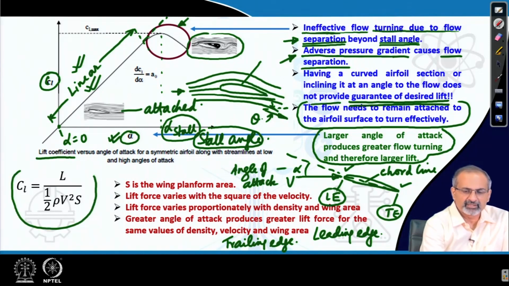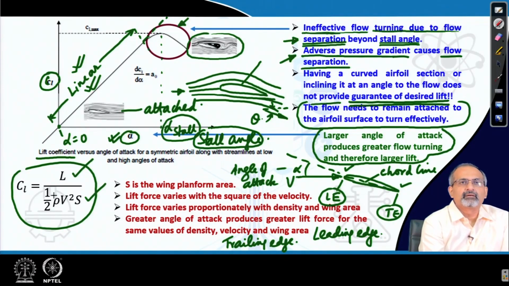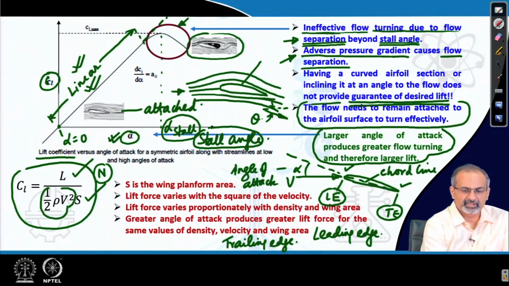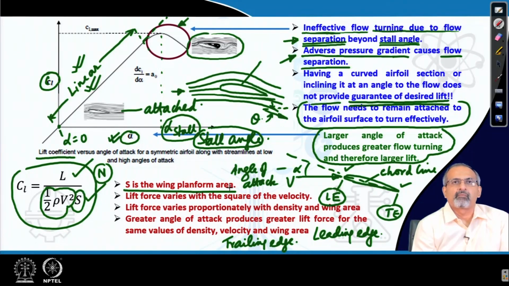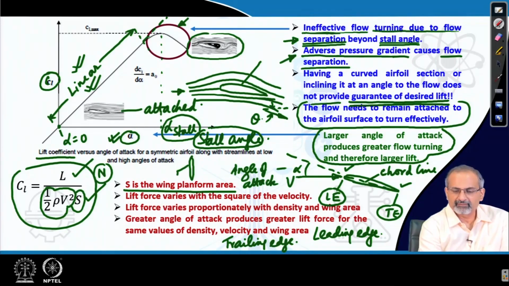Coming to a more formal definition of the lift coefficient, we express it by dividing the lift force by a set of quantities which dimensionally matches with the lift force. That means both are in newtons when we follow SI units. It is basically a product of dynamic pressure, half rho v square, times the wing planform area. Wing planform area basically means the view of the wing which we saw when looking at the aircraft flying above us.